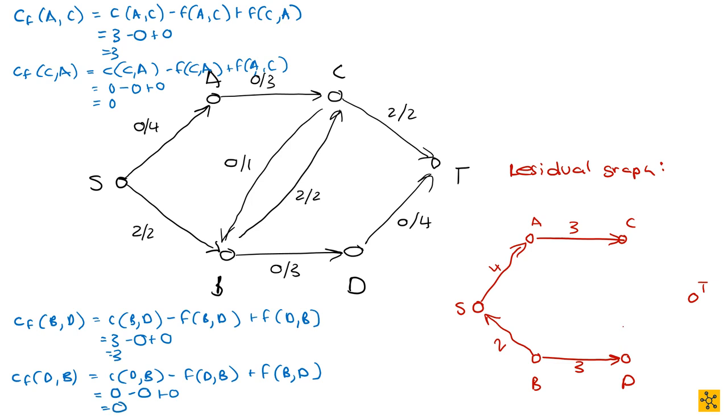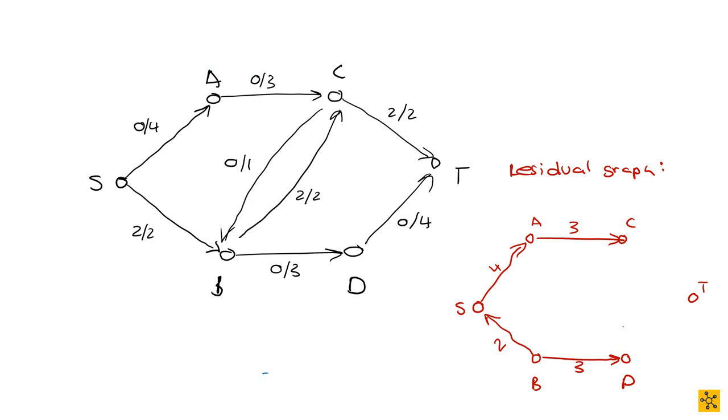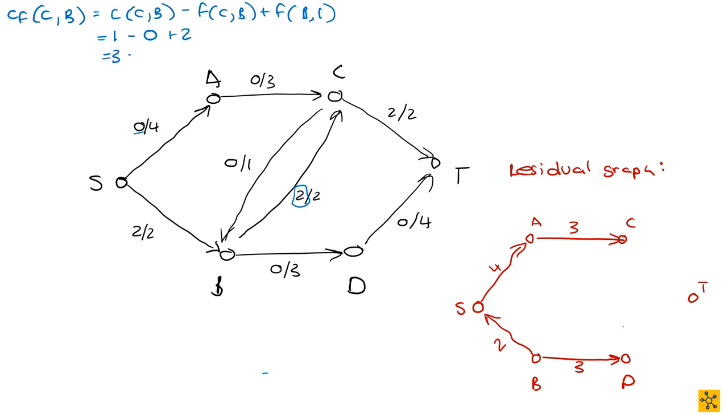Okay, once again, I'm running out of space, so give me a second to clean the screen, and we're going to continue. We're going to then do C to B, then D to T, and then C to T. Okay, so let's find our residual capacity of C to B. It's our capacity of C to B minus our flow from C to B plus our flow from B to C. That's going to be our capacity from C to B is 1. We have a 0 flow occurring from C to B, but we have 2 flow occurring here from B to C, so we have plus 2, and that is going to give us a capacity of 3. So we're sitting with, from C to B, we have 3.